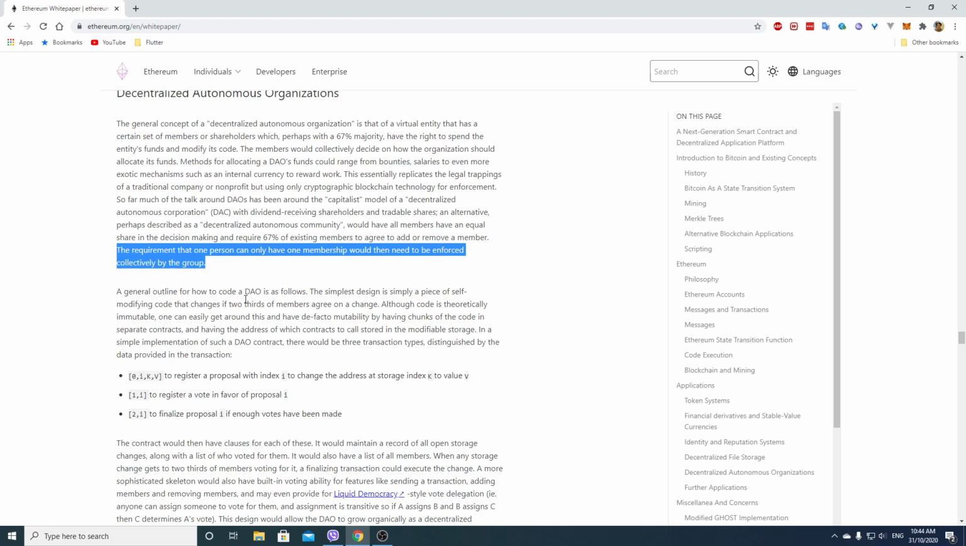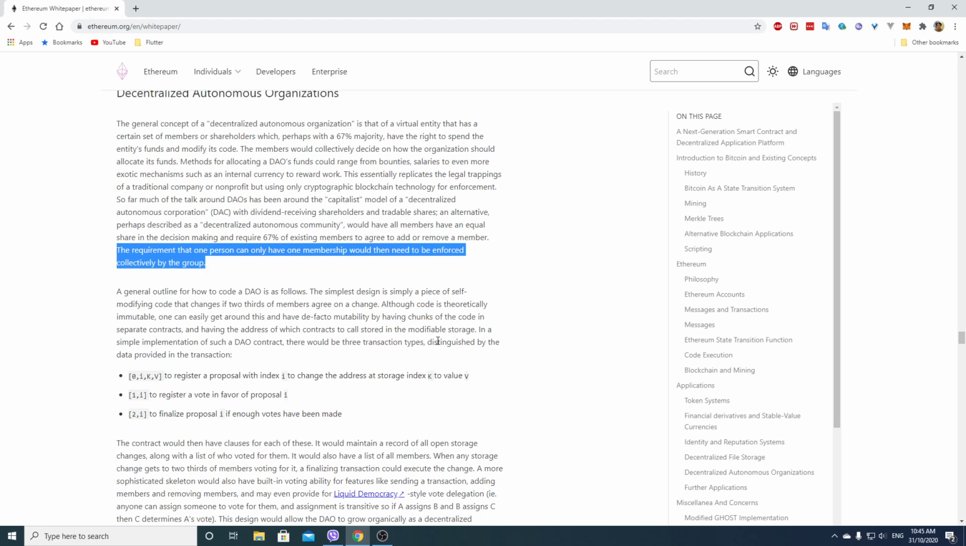A general outline for how to code a DAO is as follows. The simplest design is simply a piece of self-modifying code that changes itself if 2/3 of members agree on a change. That's actually what they're doing in these governance coins. They put up a project and then they emit a token, and if you have enough tokens to vote for a change, then the contract can be modified. Although code is theoretically immutable, one can easily get around this and have de facto mutability by having chunks of the code in separate contracts and having the address of each contract to call stored in the modifiable storage. Yeah, it's like a table of pointers, basically.